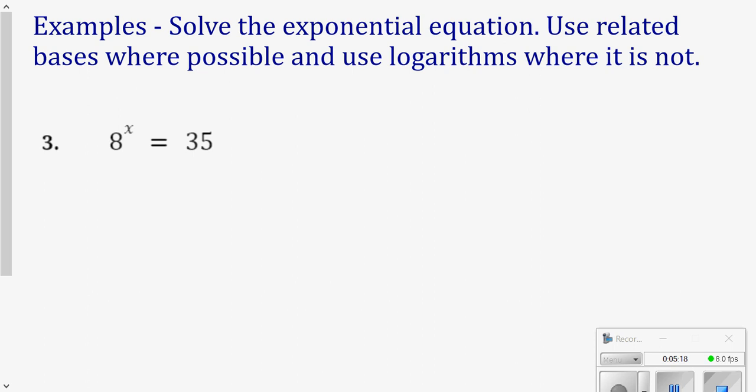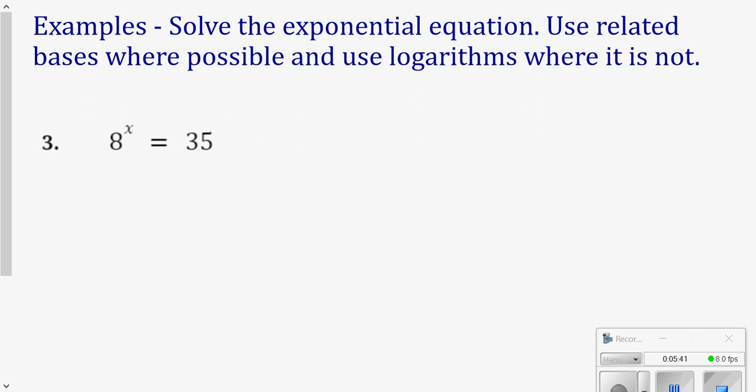Okay, the other 2 problems require a little more effort. So looking at number 3, I've got the base of 8, and on the other side, I just have 35. I could think of it as 35 to the 1 if you want. Are those bases I can relate? 8, 35. That's the thing that's hard to think about.